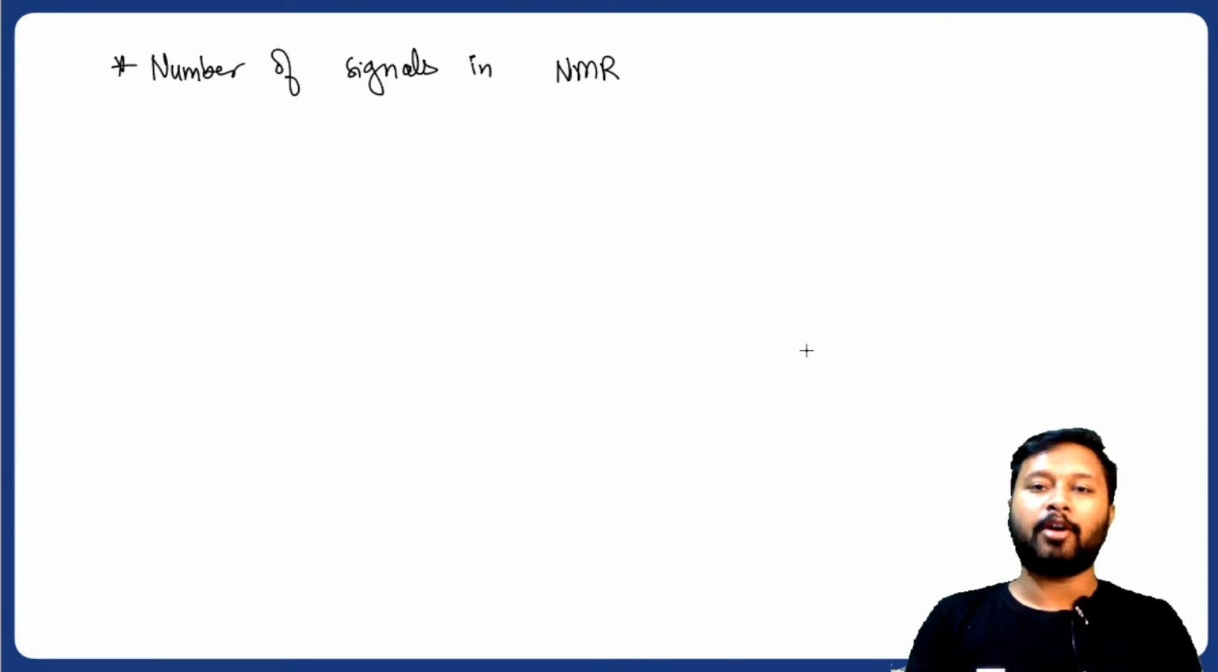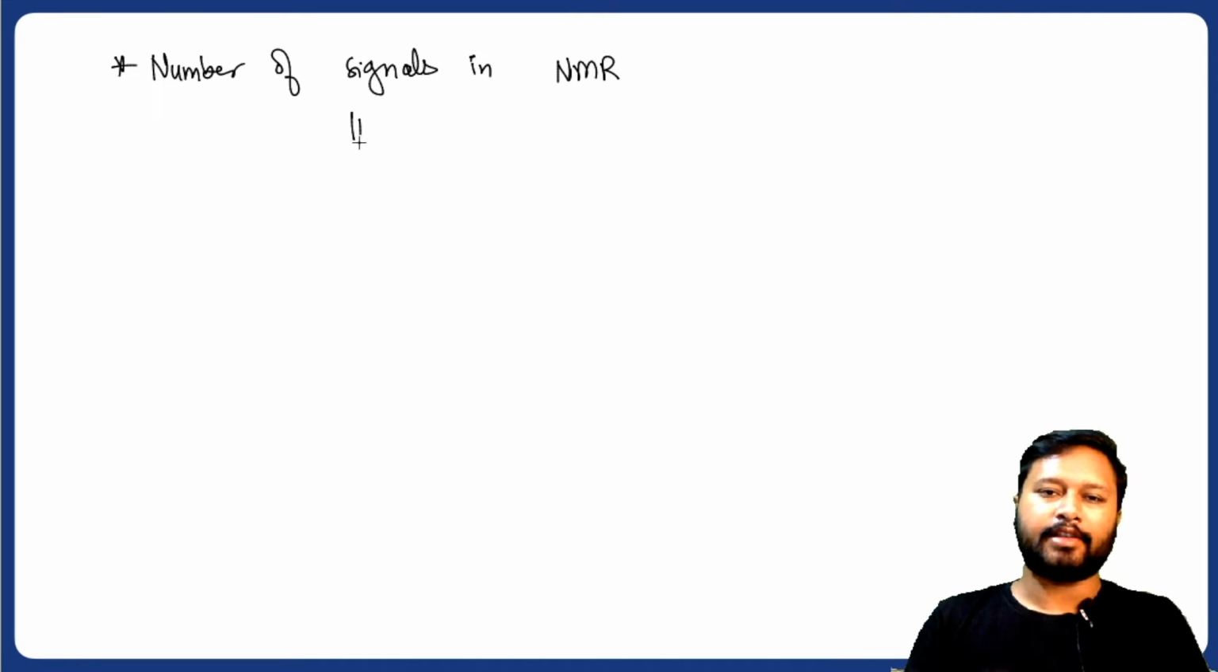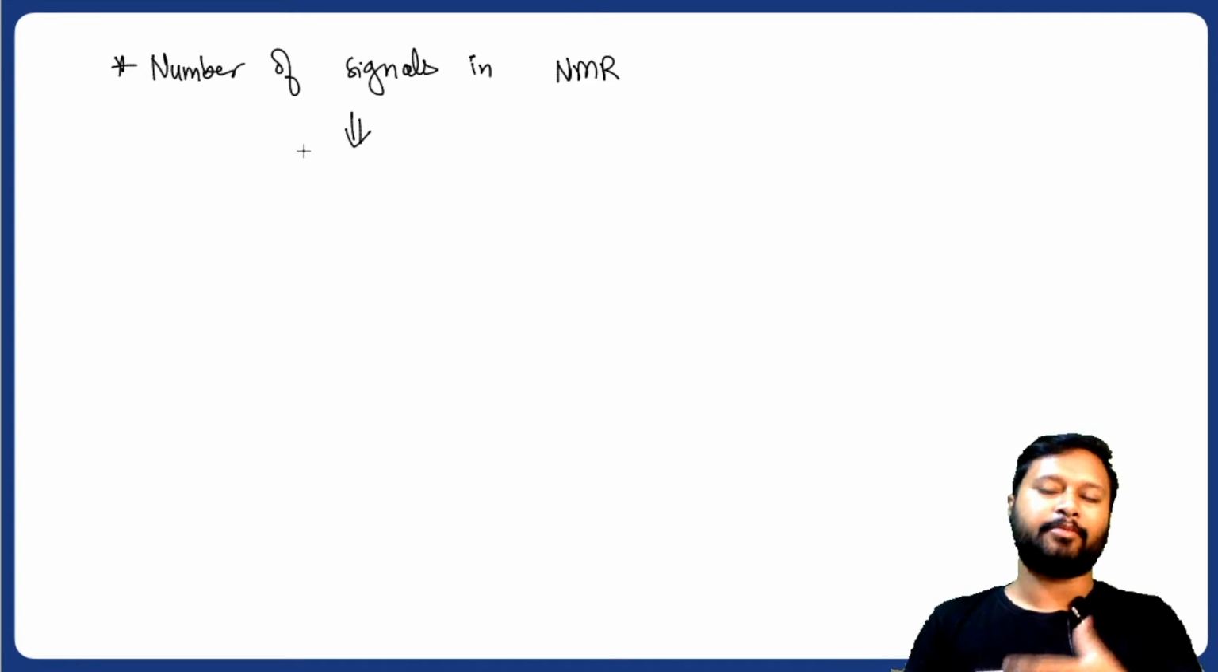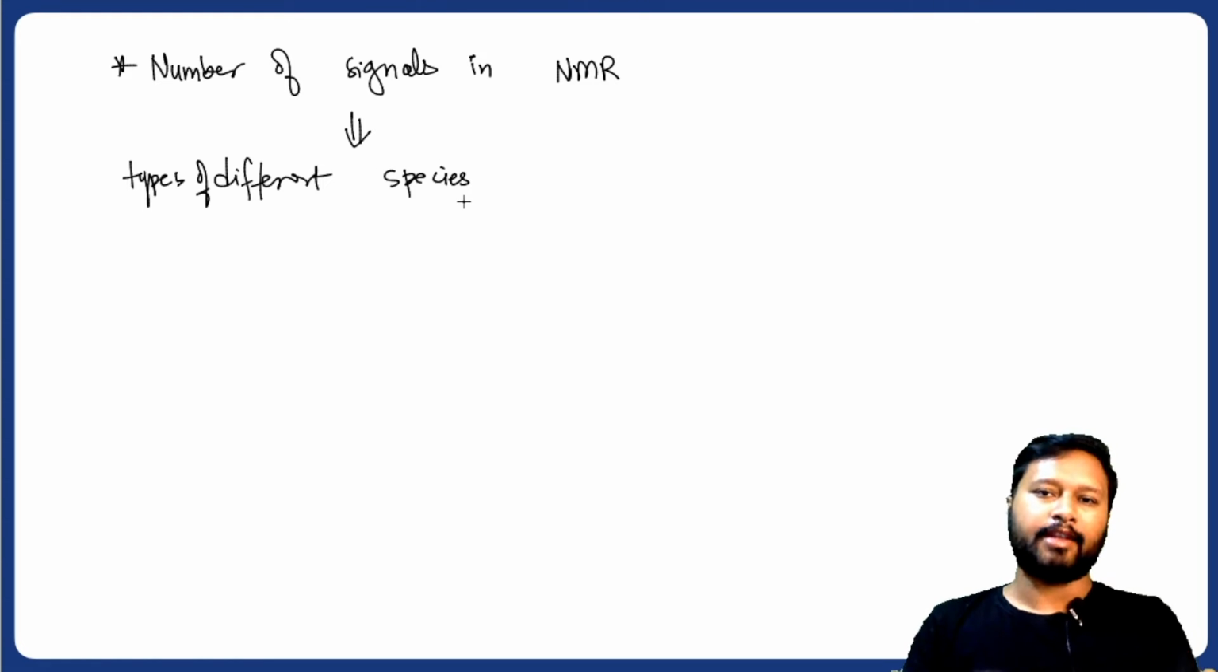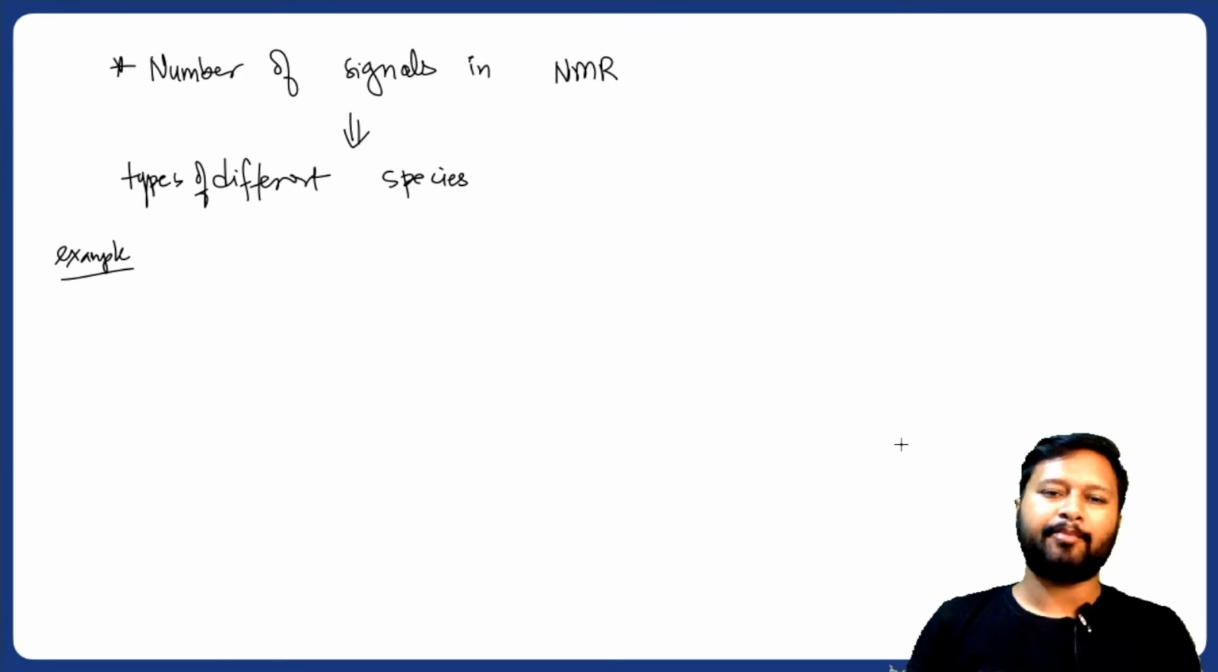Alright, so let's talk about the number of signals in NMR spectroscopy. Now this basically tells you how many different types of species you have in that particular molecule. So the number of signals will tell you how many different types of species you have in that molecule. So let's take an example of a very famous molecule which is PF2Cl3.